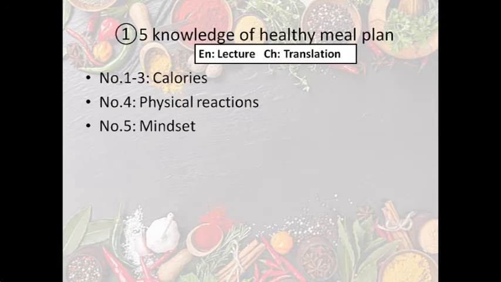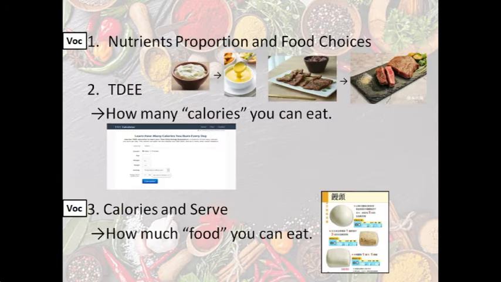So let's quickly get back to the first part and know some facts about a healthy meal. Basically, people know that one of the most important concerns of a healthy meal is calories. So I will firstly introduce 3 points that are related to calories. But the other 2 points are not really related to calories, but they are as significant as calories. For the first point, I will teach you the proportion of 3 nutrients and some food choices.